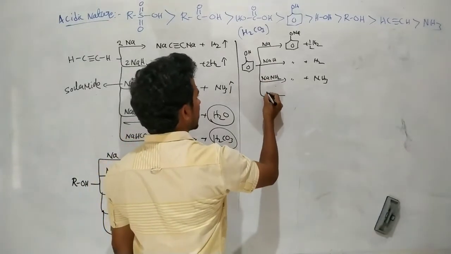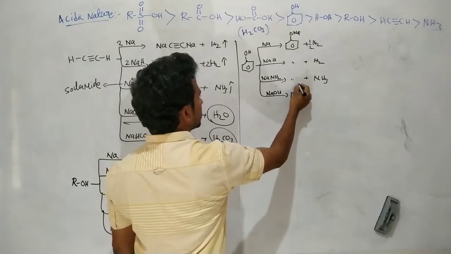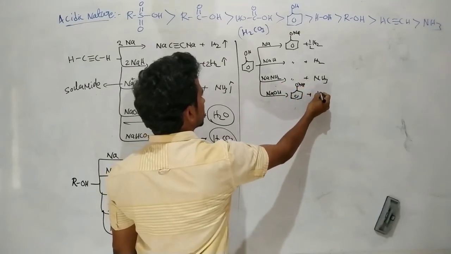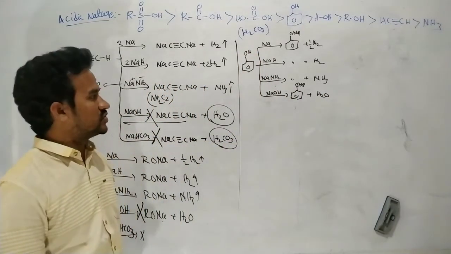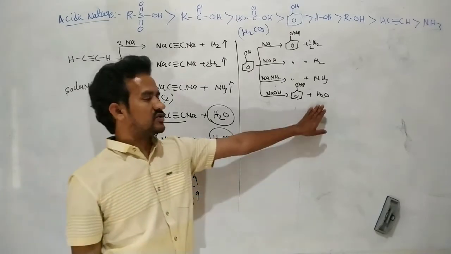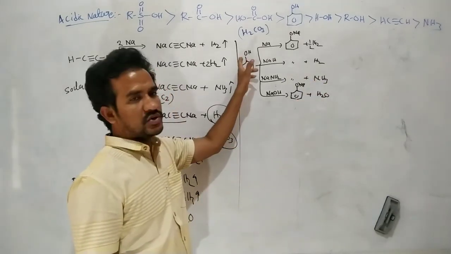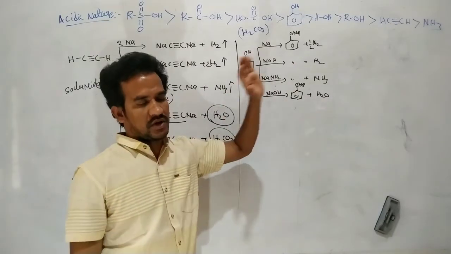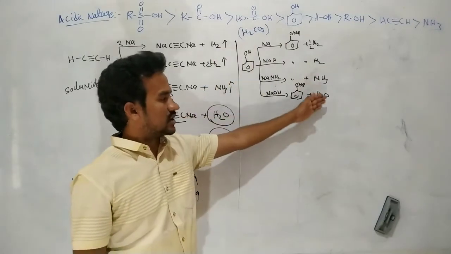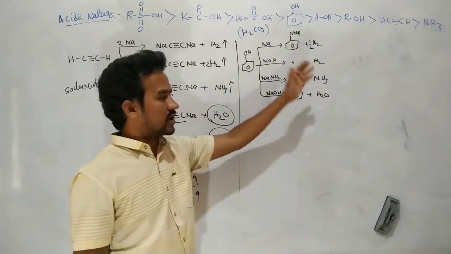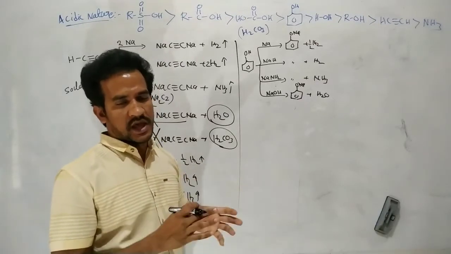Now here it can react with NaOH. The product is sodium phenoxide, and here OH minus removes the H plus, so H2O is the product. In this case, of course, H2O is a weaker acid when compared to phenol. Phenol is more acidic and H2O is a weaker acid, so the forward reaction takes place. So we can see there is a reaction with NaOH for phenol.